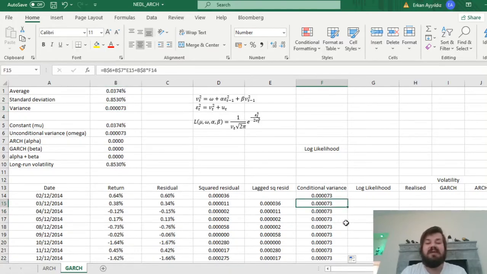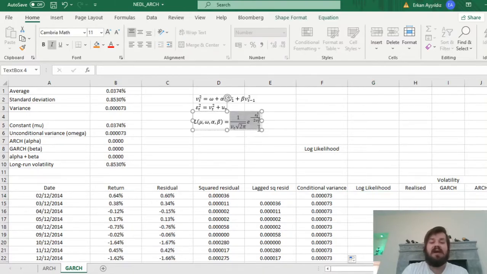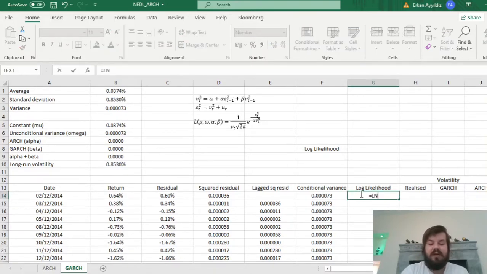Now we need to specify our likelihood function, or our log likelihood function to be more precise, so that we can later on optimize it, maximize it, given the different values of the parameters. The log likelihood function is exactly the same as in the case of GARCH. It's just the set of variables we can change differs, so we can just input the same formula. Natural logarithm of 1 divided by the square root of 2 times pi times conditional variance, and here the square root of conditional variance, so the square root of vt squared, will give us vt in the denominator.